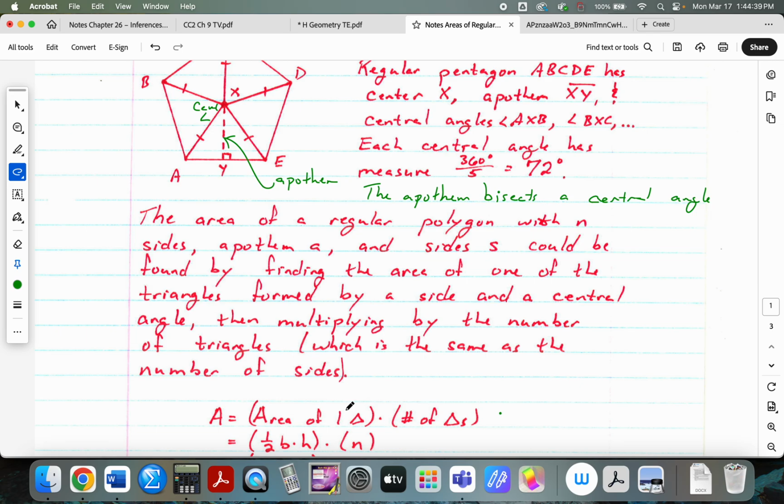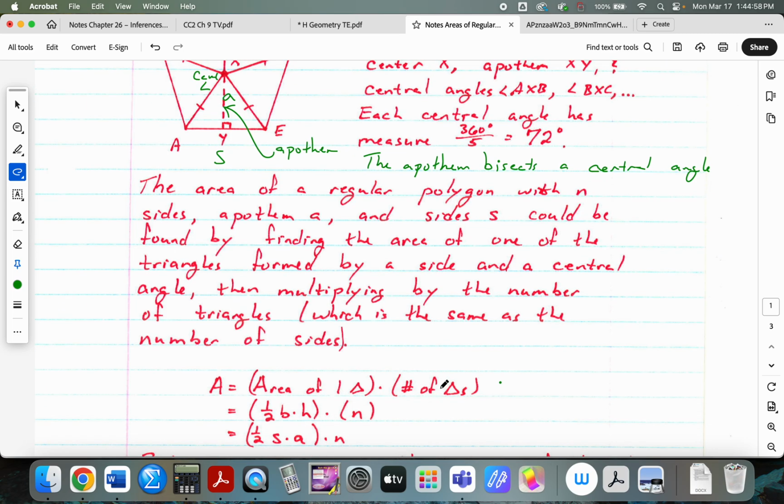The area of a triangle is equal to half base times height. The base of this triangle is a side of the polygon. So they're going to replace base with side, and the height is the apothem, and they're going to replace that with A. So it's half of S times A times N. If you want to memorize the formula this way, you're absolutely welcome to. I had a student years ago who did, partly because, well, San was his first name. It was spelled S-A-N, and so it was really easy for him to remember.